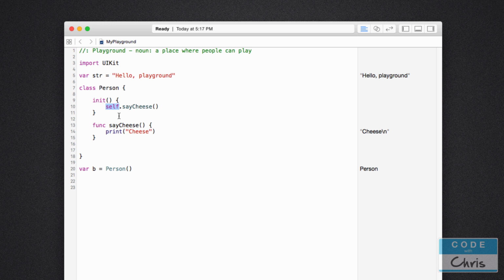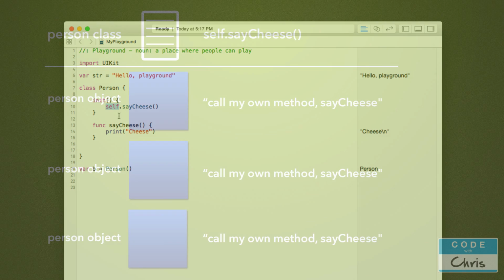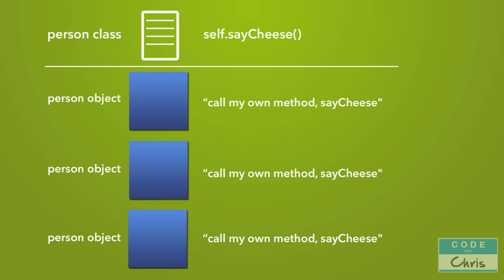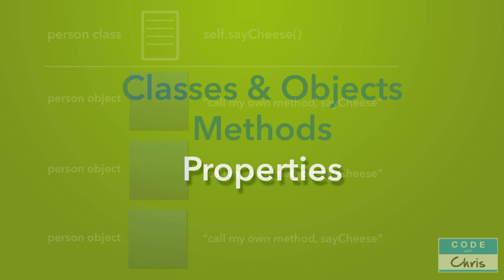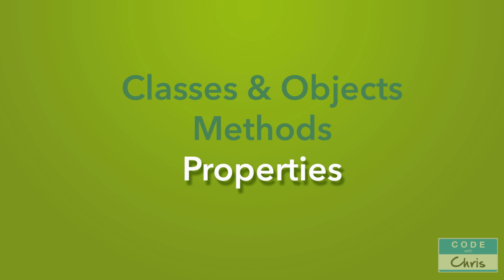So to help you understand the self keyword, take a look at this slide. Imagine that we're writing a set of instructions for the created object to read itself. So each object is created in the likeness of the class, and when they read that line of code, they're like saying to themselves, call my own method sayCheese. So if you think about it that way, it may be more intuitive to understand why the keyword is named self.